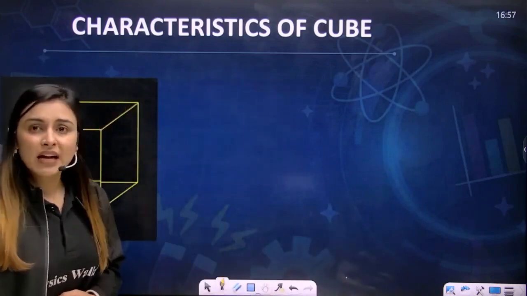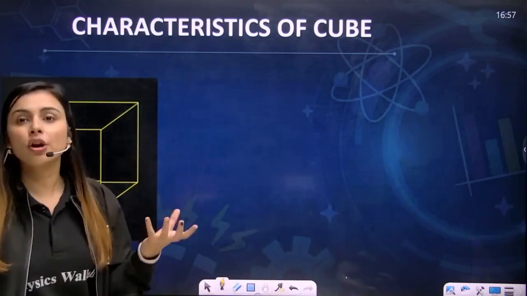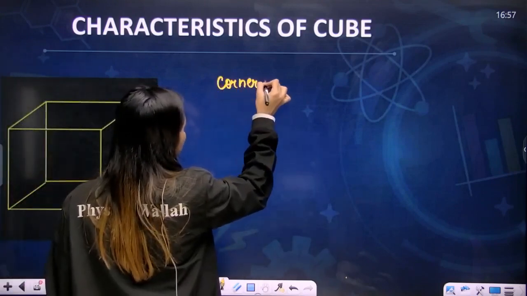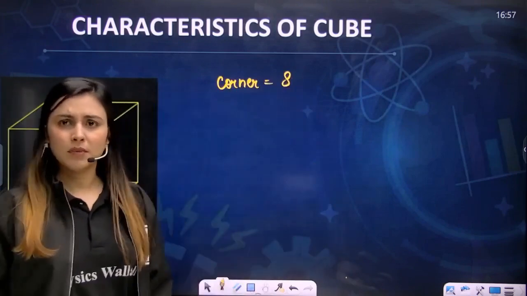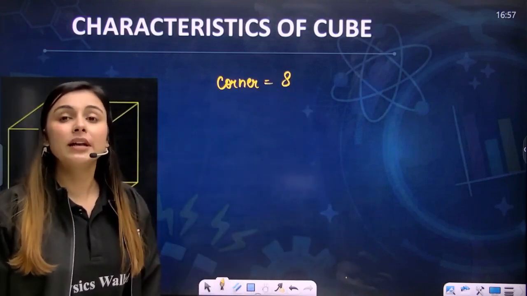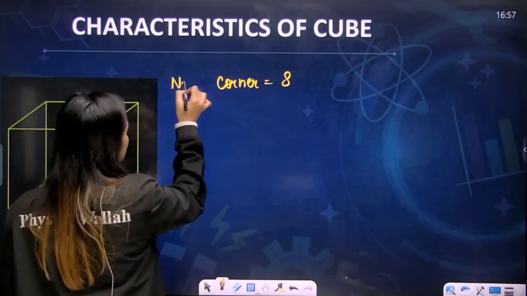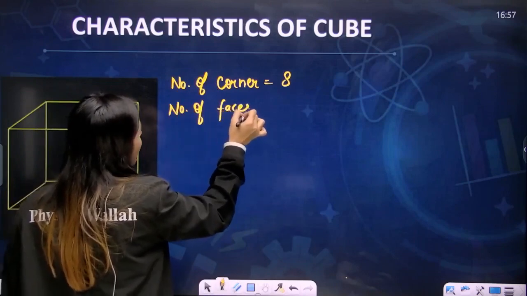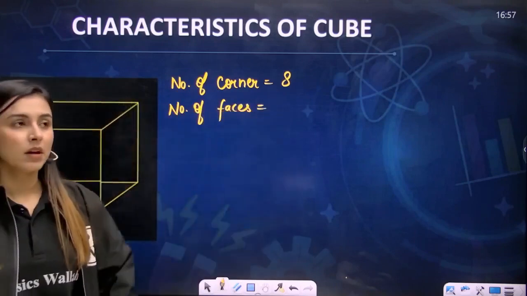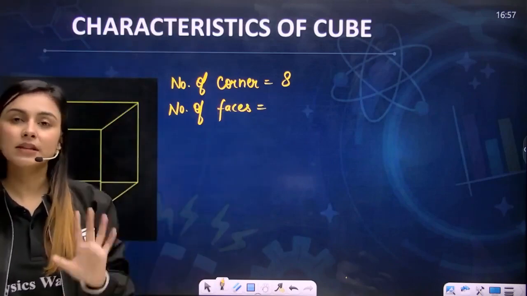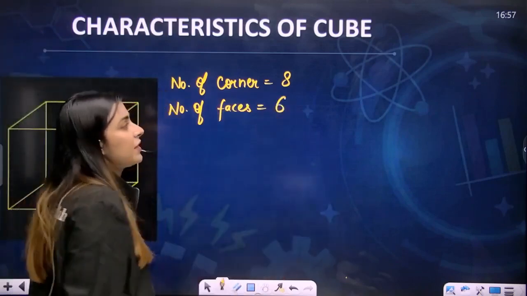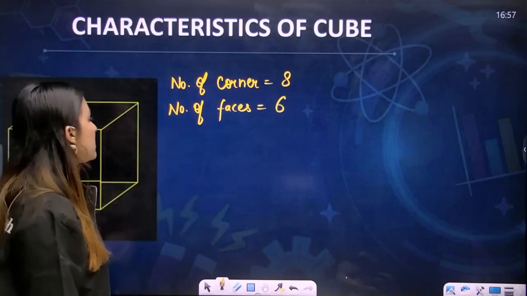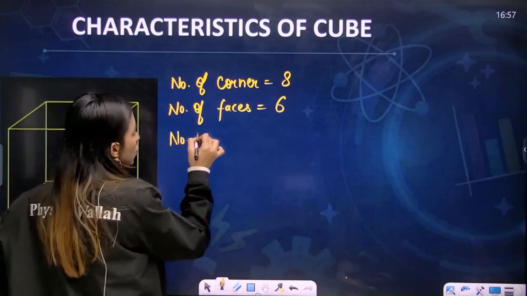If I ask you how many total corners are present in a cube, you will say total corners are 8. No issues. Can I ask you the total number of faces? How many faces are present? You have 6 different faces in a cube. Okay, let's talk about the other thing. Let me ask you, how many edges do you have? Number of edges.